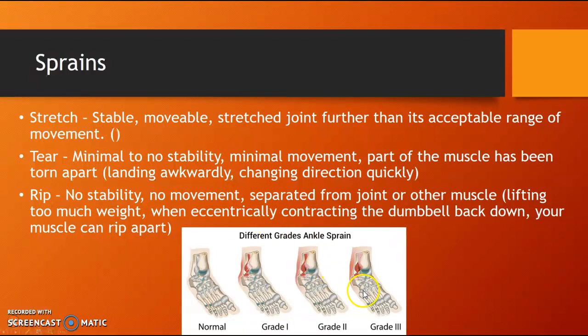The last one is the most severe type of sprain, which is a rip, as you can see in this diagram here. So if a person has ripped their ankle, then they have no stability and will have no movement. It is separated from the joint or other muscles. This could be done by lifting too much weight in a gym with a dumbbell, for example, when eccentrically contracting the dumbbell back down. And then this can actually cause your muscle to rip apart from each other.